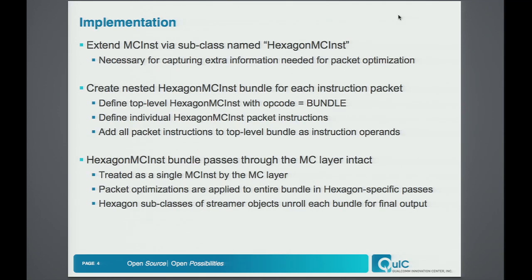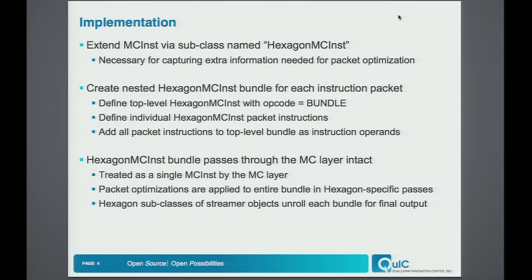What we did was we extended MCInst, we subclassed it, and we called it Hexagon MCInst, very original, I know. We did that in order to capture the extra information that we needed for packet optimization. So we created a top-level Hexagon MCInst, and we set that up with an opcode equal to bundle. Then for all of the instructions in a packet, we created separate Hexagon MCInsts, and we added those as MC operands to that top-level MCInst.